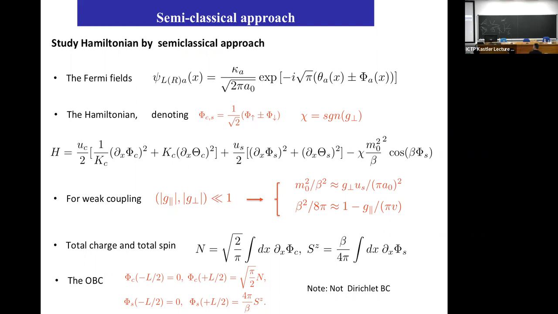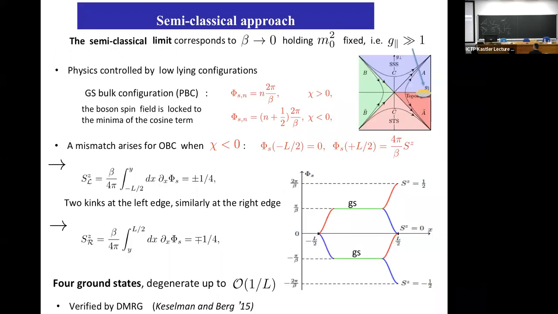And notice this looks very unnatural. Typically in the Sine-Gordon model, people have of course studied boundary conditions, but rather Dirichlet boundary conditions. These are not the natural thing you would do in the bosonic language, but these are translated from the fermionic language, and they will be responsible for the answer to the question. So in the semi-classical limit of this model, when beta goes to zero while holding M not fixed, we are in this part of the phase diagram. And then the low-lying excitations are controlled by minimizing the potential.